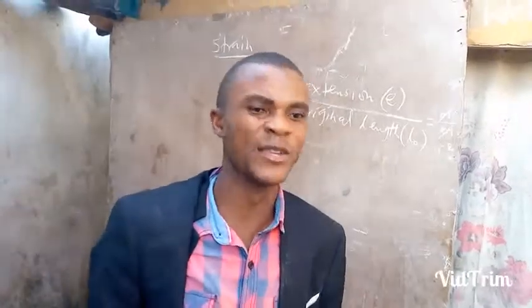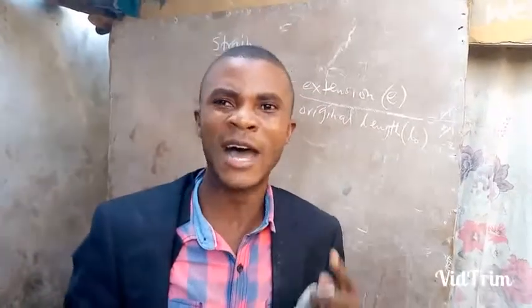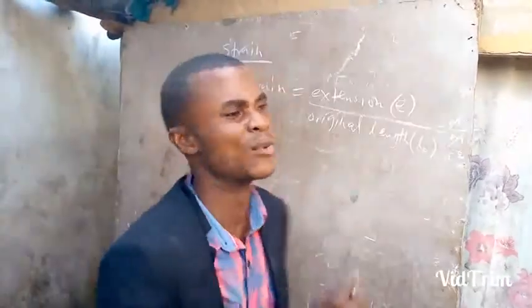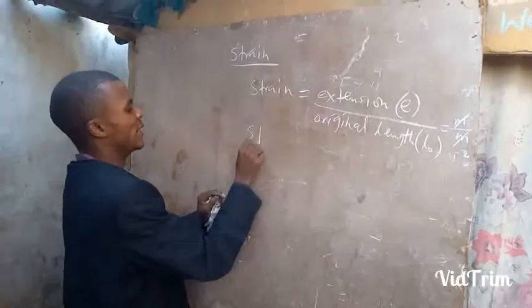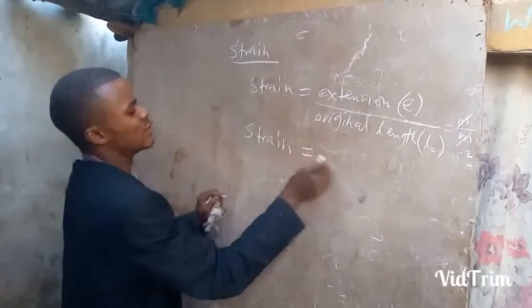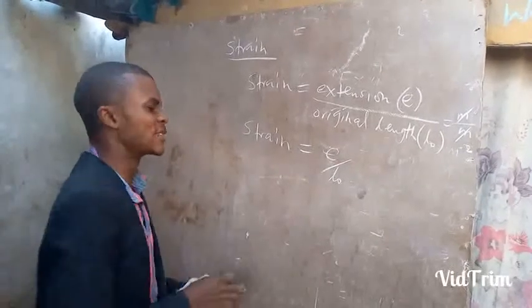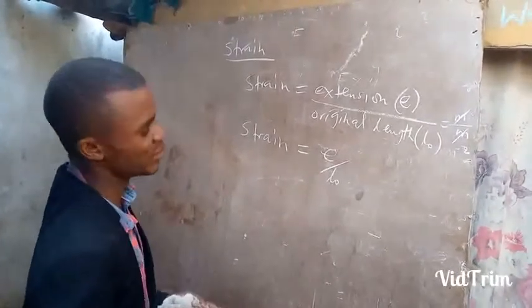There is no SI unit for tensile strain because it's a ratio of similar quantities. That means the two units are the same, they cancel out. So you have the right now to say that the strain of the material is obtained by dividing the extension by the original length.